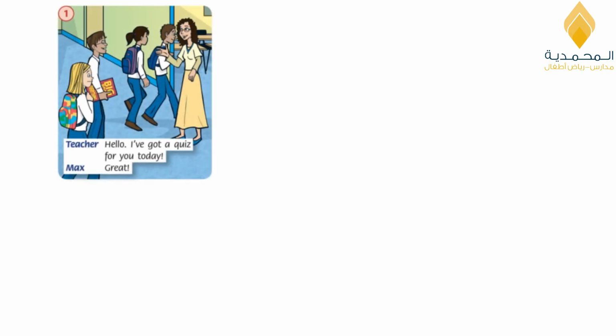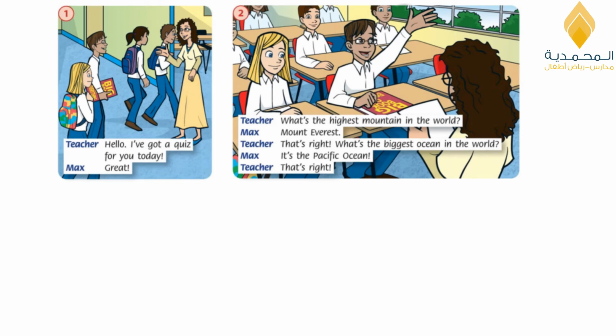Now, let's start reading. Picture number 1. Teacher: Hello. I've got a quiz for you today. Max: Great. Picture number 2. Teacher: What's the highest mountain in the world? Max: Mount Everest. Teacher: That's right. What's the biggest ocean in the world? Max: It's the Pacific Ocean.